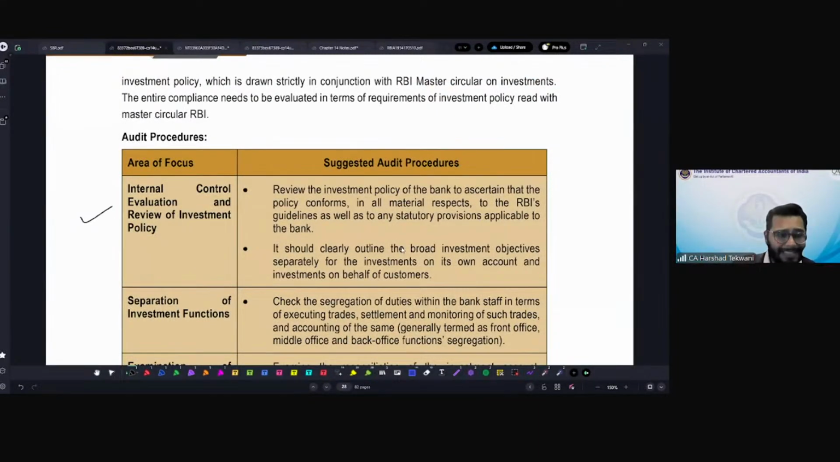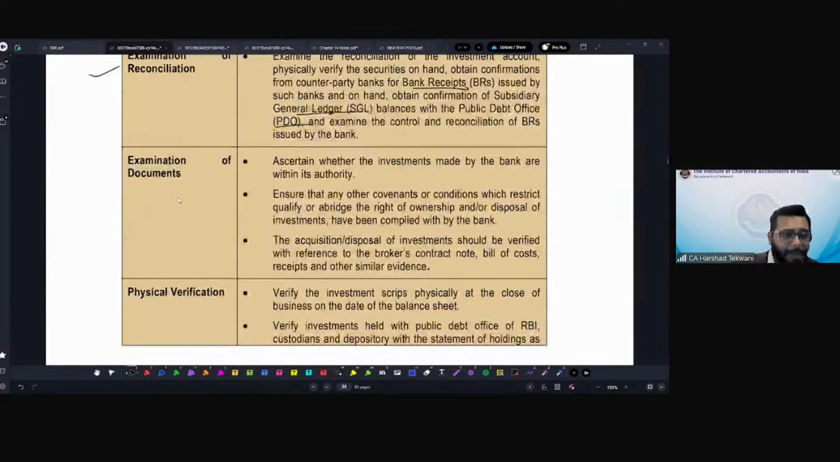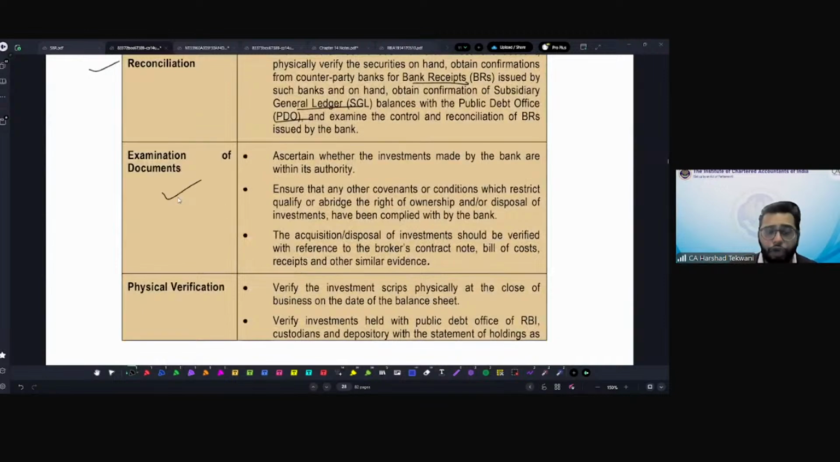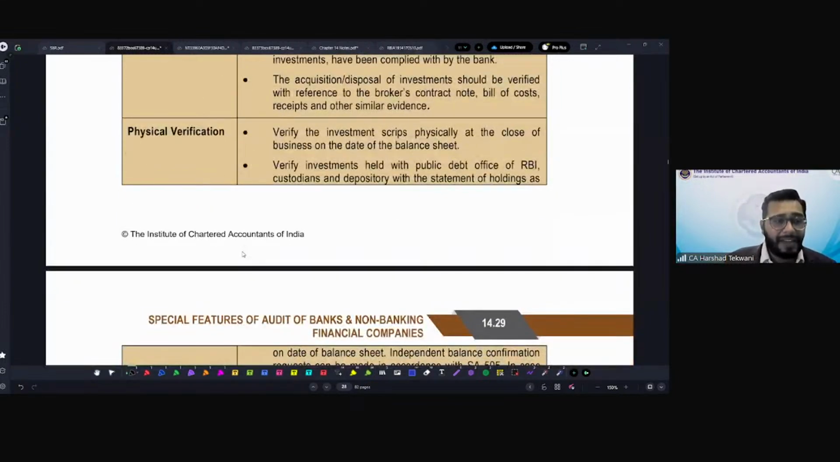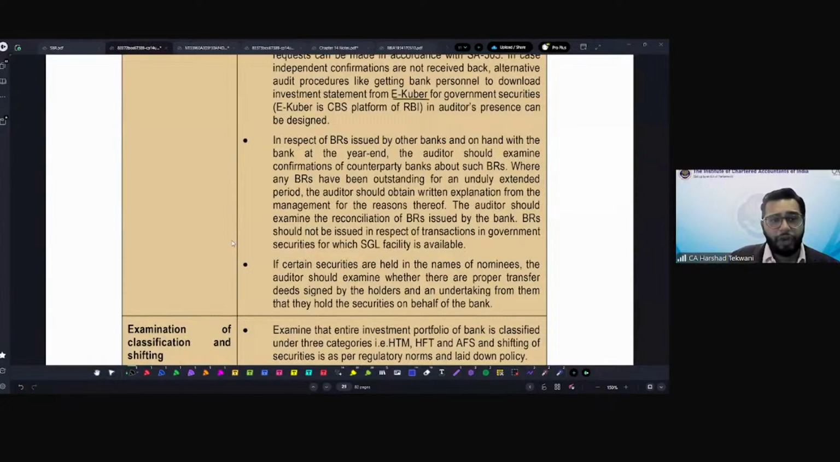Internal controls that we discussed, separate investment functions, yes. Examination of reconciliation, remember, bank receipts, general ledger, public debt office reconciliation could be a scam, past scam that we discussed. Examination of documents, physical documents, actual documents to demonstrate that there is a purchase and sale of investment. Physical verification, okay, if possible. Remember the e-Kuber portal that I was talking about.